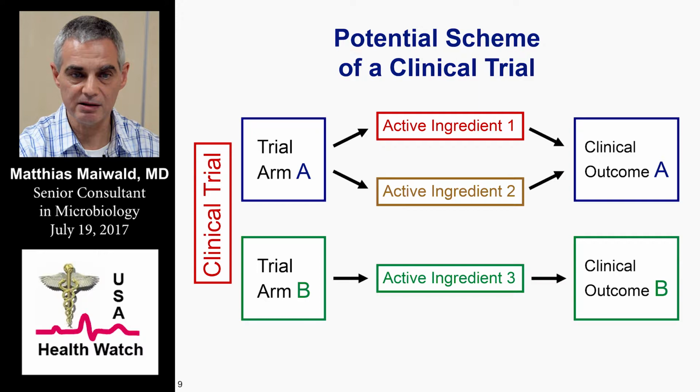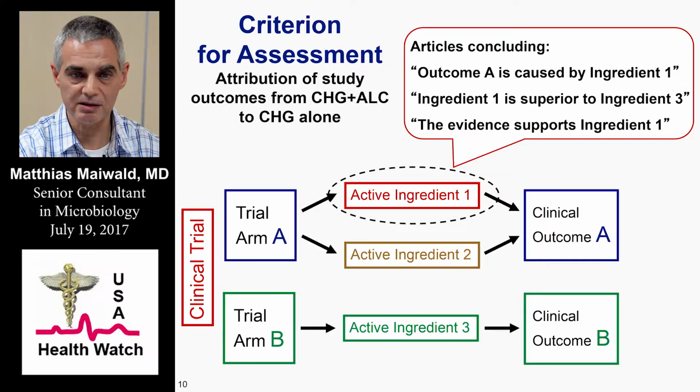And trial arm B has one active ingredient, in our case povidone iodine alone, and has clinical outcome B. So that's a common scenario as it was observed in trials at the time. So let's move to slide 10.